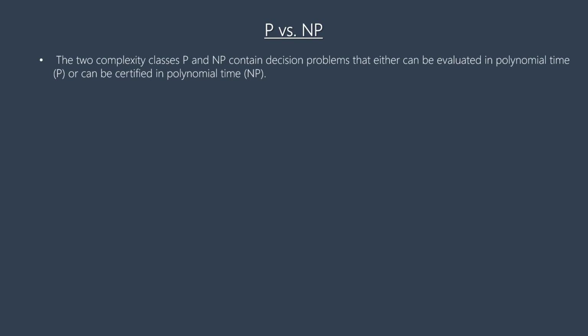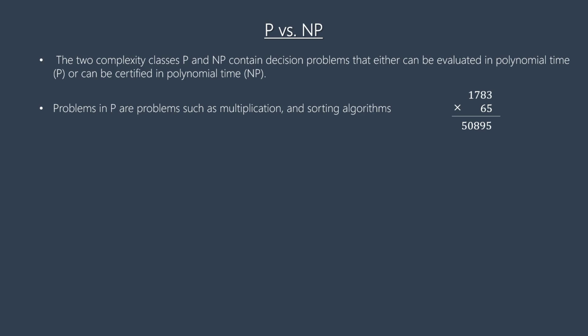P and NP are two complexity classes which contain a variety of different decision problems. A decision problem is a problem with a yes or no answer, like the subset sum problem, since in that problem we were asking, can this target number be achieved via the sum of any subsets of this set? The complexity class P contains all decision problems that can be evaluated in polynomial time. Examples of these problems in P are problems such as multiplication and sorting algorithms such as bubble sort, which we saw earlier. However, we would have to adapt bubble sort slightly to be in the form of a decision problem.